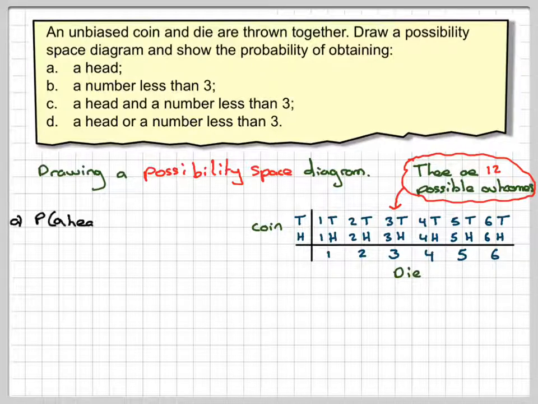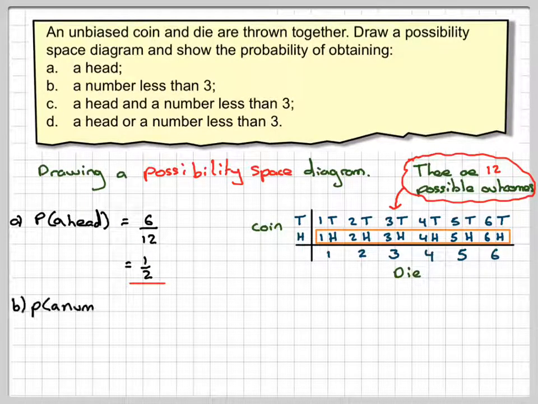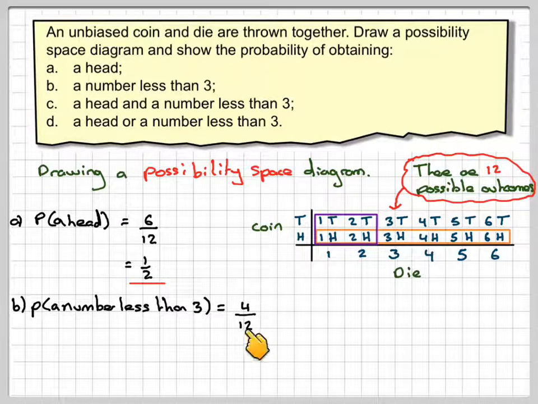So we want the probability of a head. So that's going to be all those there that I've circled in orange. So it's going to be 6 out of 12 outcomes, which is a half. B, the probability of a number less than 3. Less than 3 means less than or equal to 2. So that will be all those here which we have drawn a square around in purple. So that's going to be 4 outcomes out of 12. That cancels down to 1/3.